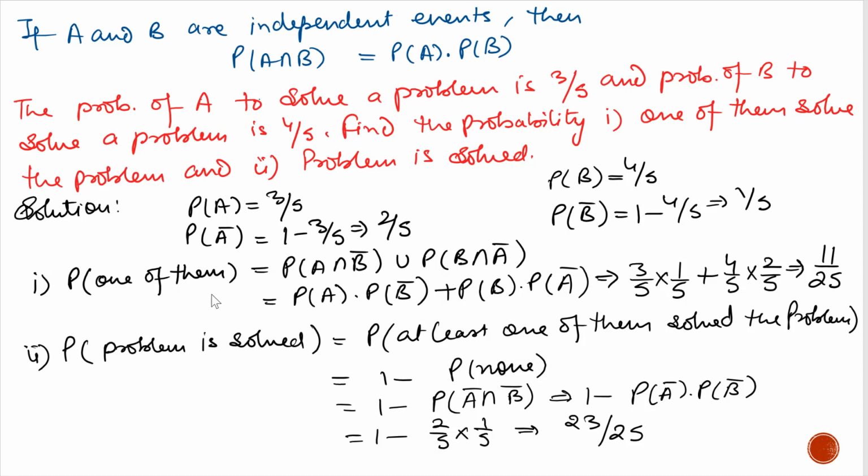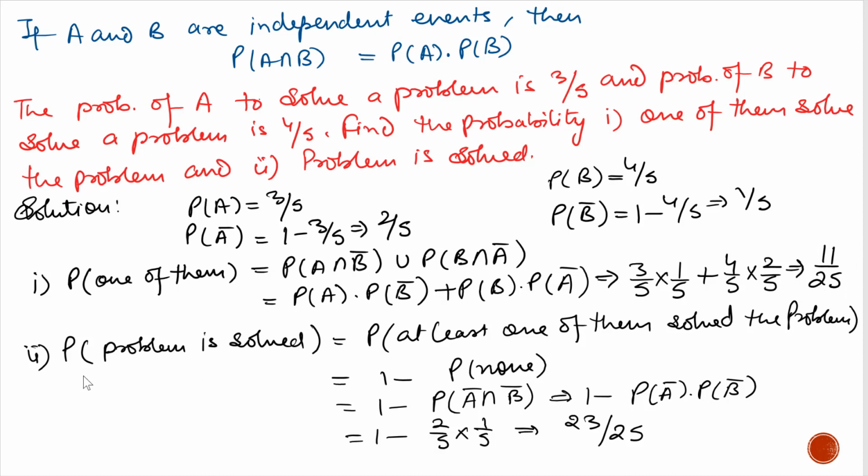So, we can write it this way. Probability of A and B not, or probability of B and A not, which equals probability of A into probability of B not plus probability of B into probability of A not. By inserting the values of probability of A, probability of B not, probability of B and probability of A not, the answer is 11 by 25.